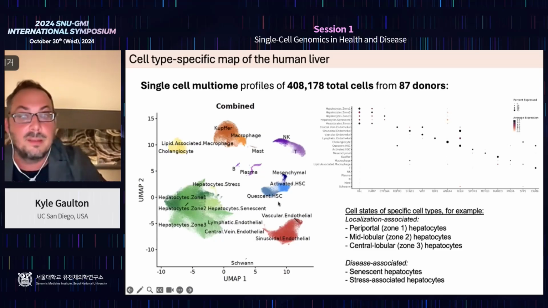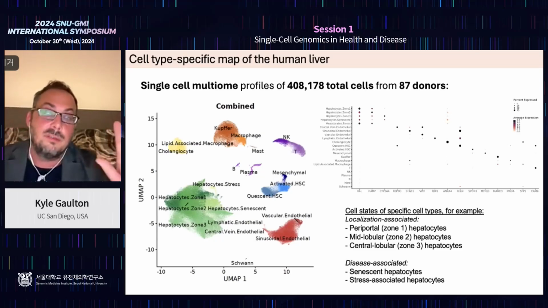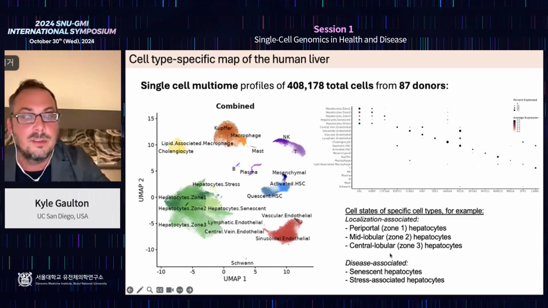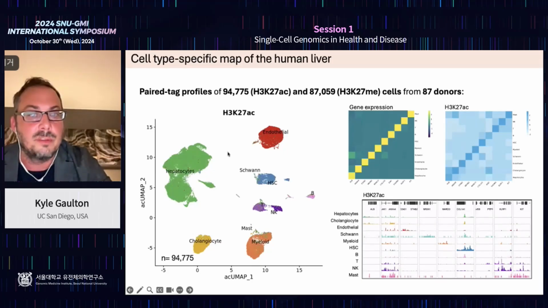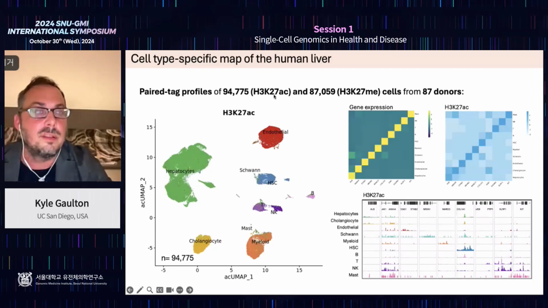So in hepatocytes, there's a lot of zonation of hepatocytes based on where they're located in the liver, and they have distinct markers, as well as particular subsets of disease-associated hepatocytes, such as senescent cells and stress-associated cells, and we can identify all of these populations. We also map the paired tag data to the same level of resolution, which gives us, in this case, K27 acetyl, an active mark.